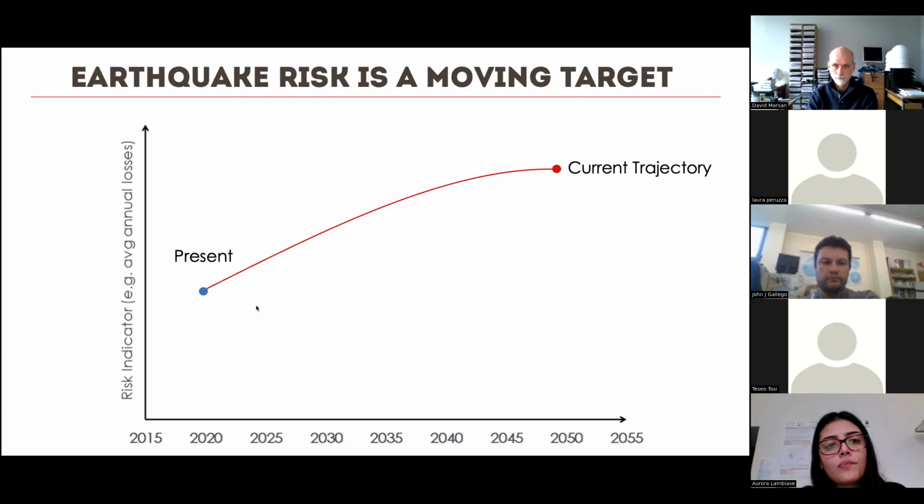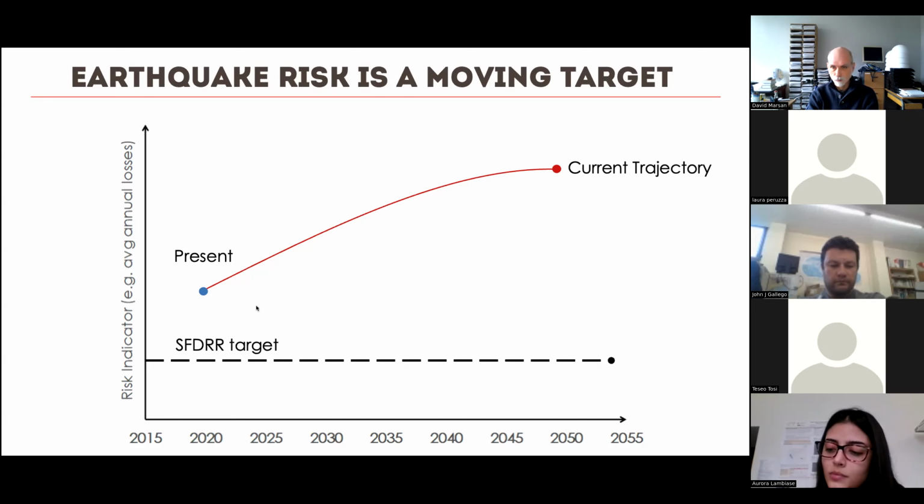So in fairness, the risk is increasing. Even if you neglect that some of the buildings are not maintained and the fragility might increase, just the fact that we have more people, we could say that the risk is increasing because we have more people that might die or might be injured due to earthquakes.